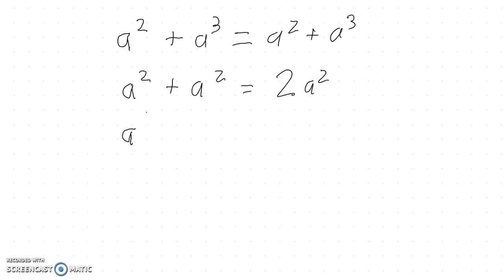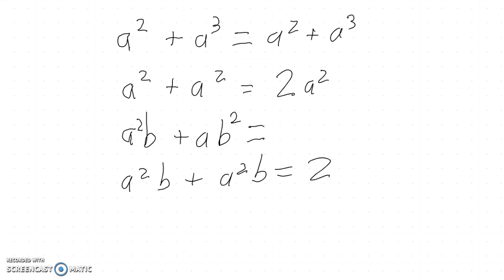Now, things can be a little tricky when you have more than one letter, and you have to make sure that you have the same exponent on the same letter. So let's say I have a squared b plus ab squared. Just be careful with it. Here, this exponent's on the a. Here, the exponent's on the b. It's not in the same place, so these are not like terms, so you don't do anything with them. You just keep them separate as a squared b plus ab squared. On the other hand, if you have a squared b plus another a squared b, that would give you 2a squared b.